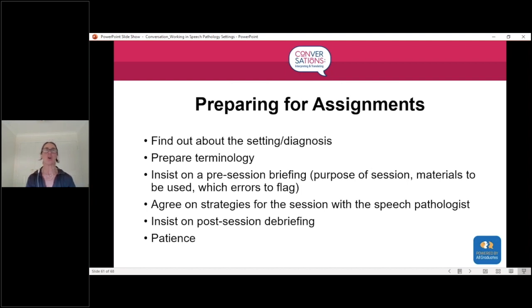You need to know what the speech pathologist's purpose of the session is, what they aim to achieve in the session. You need to see any materials that they're going to be using during the session. It's really essential, and hopefully there is a growing awareness amongst speech pathologists of the need for these kind of pre-session briefings. And in those sessions, you can agree on strategies with the speech pathologist as to how you're going to manage difficult situations, or what the speech pathologist expects the interpreter to actually do during the session. So that kind of preparation is just essential.